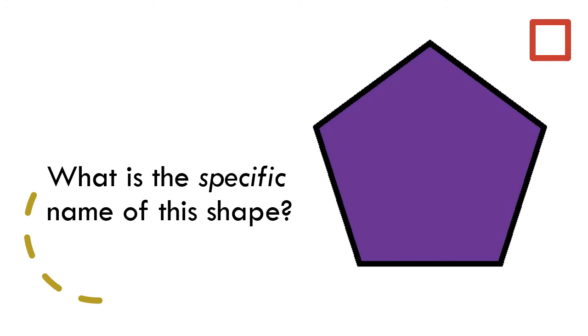What is the specific name of this shape? How many sides does it have? It has 5 sides. What's the name of our 5-sided shape? Pentagon. So this is kind of like a pent house. Looks kind of like a house. And pent means 5.